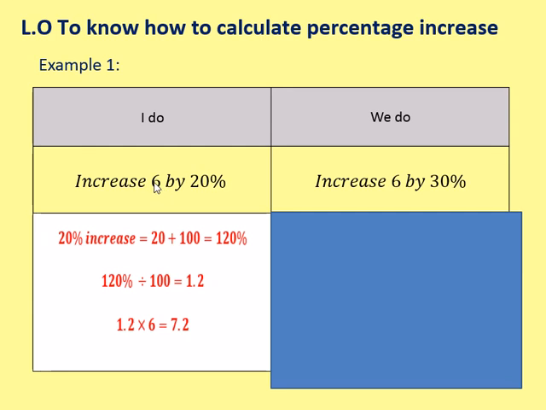120% of 6, because we're increasing it by 20%. We want the original 100% plus the extra 20%. So we're looking to find 120%. Turn that into a multiplier by dividing by 100. So our multiplier is 1.2. And then we simply do 6 times 1.2, which gives me 7.2. So an increase in 6 by 20% gives 7.2 as an answer. Please copy that down and then try the redo by yourself.